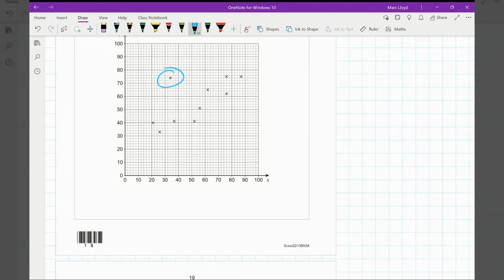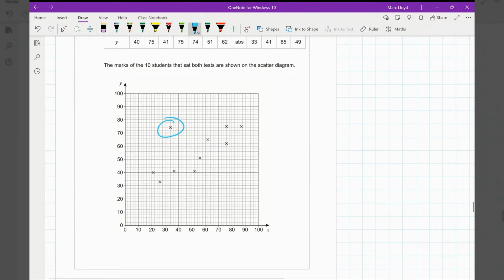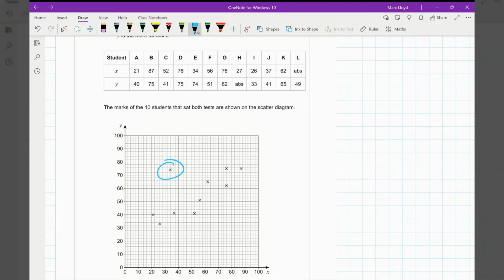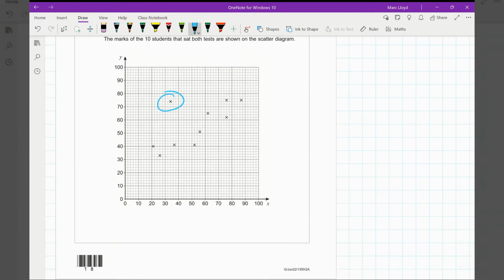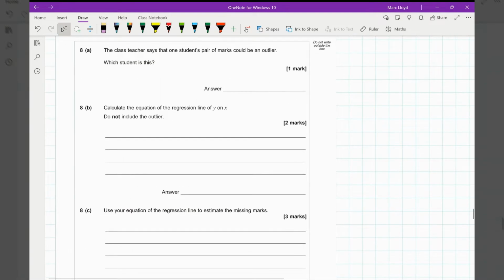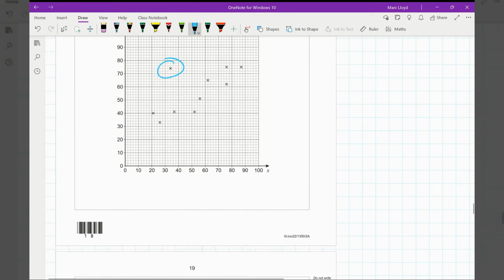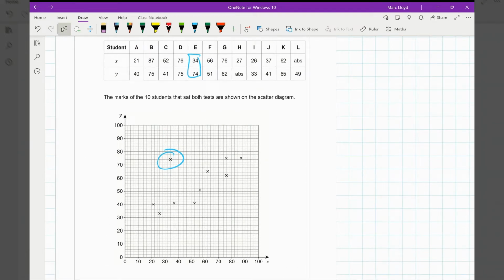If we look at this data, we can see that we've got a nice trend through here, indicating that that one is more than likely to be the outlier. It has a big value of 74 for Y, and I've identified that it's student E. So student E is going to be our outlier. Calculate the equation of the regression line of Y on X and do not include the outlier. Because I don't have complete data for these two, I'm going to exclude L and I'm going to exclude H.